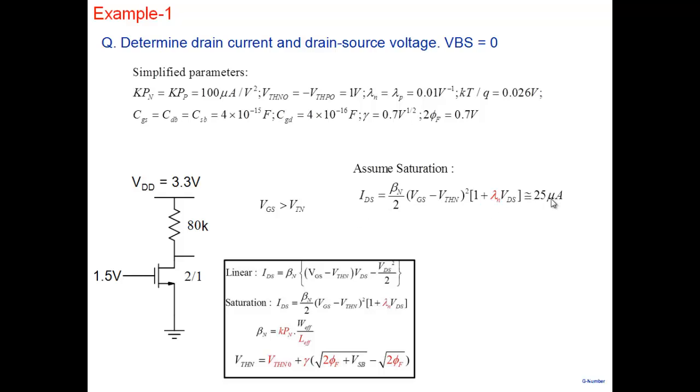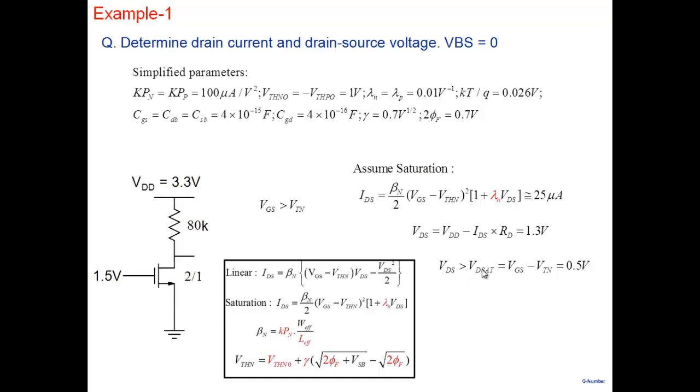So the IDS comes out to be 25 microamperes. It's a straightforward substitution of voltages and sizes, and that gives us 25 microamperes. Now, the problem doesn't stop here because I've assumed saturation. I have to check whether it's really in the saturation region. So I calculate VDS, which is VDD minus IDS RD, and I get 1.3 volt. Then how do I check? Well, I calculate VD sat, the saturation voltage.